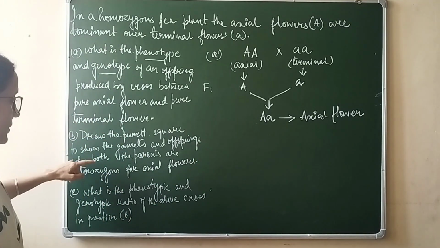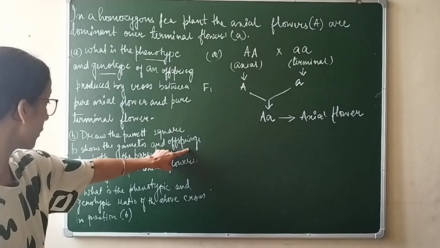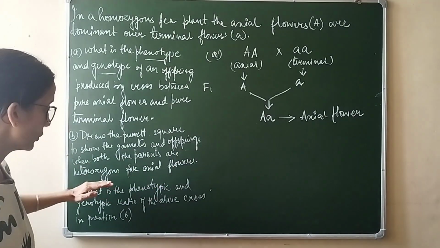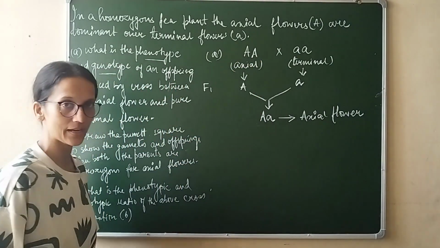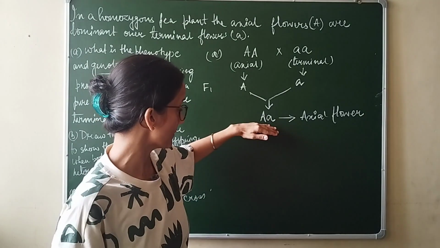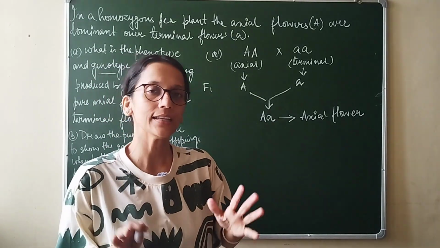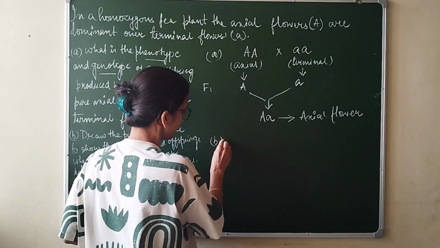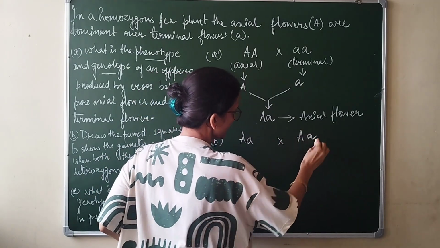Now the second question says, draw the Punnett square to show the gametes and the offsprings when both the parents are heterozygous for axial flower. What do we mean by that? Axial flower can be homozygous, axial flower can be heterozygous. They are asking you, what about the offsprings that are going to be produced when you cross two such axial flowers? Indirectly, they are asking you about the F2 generation. So what do we do? Question number B, here you are going to write capital A, small a, capital A, small a.